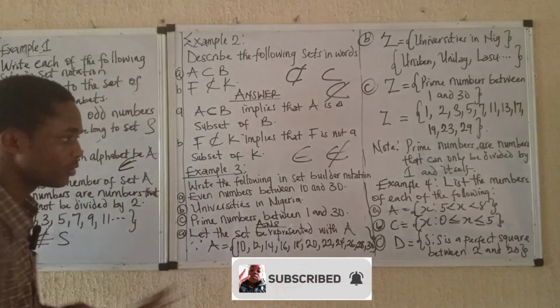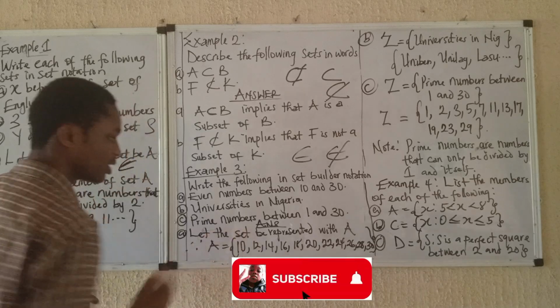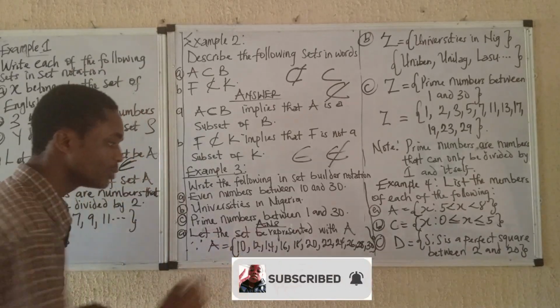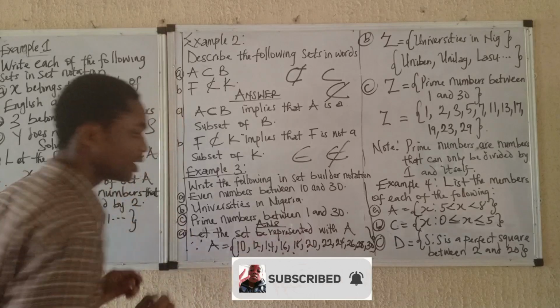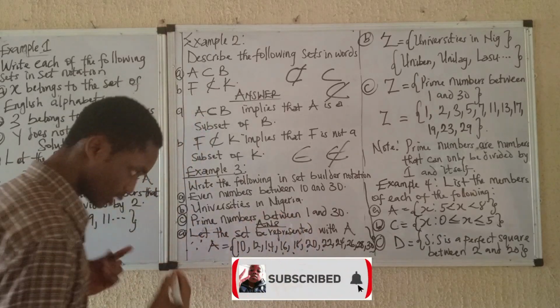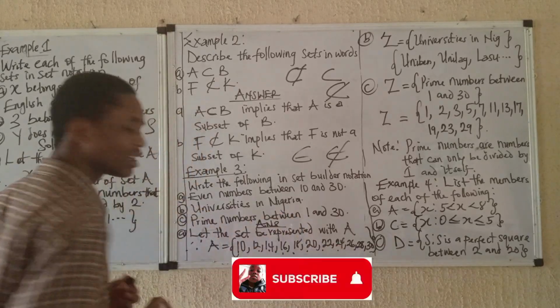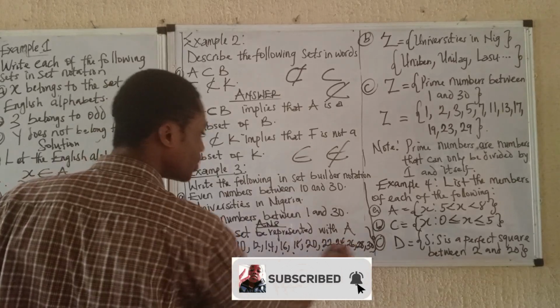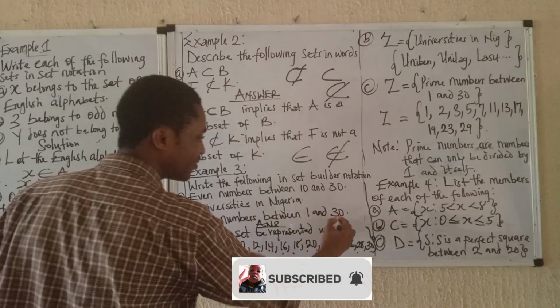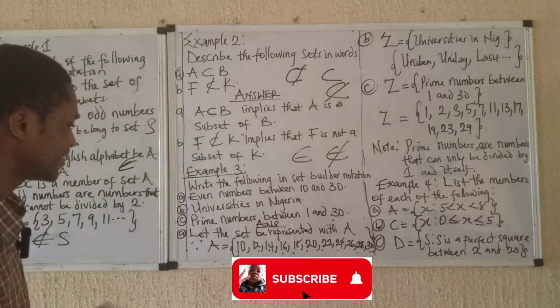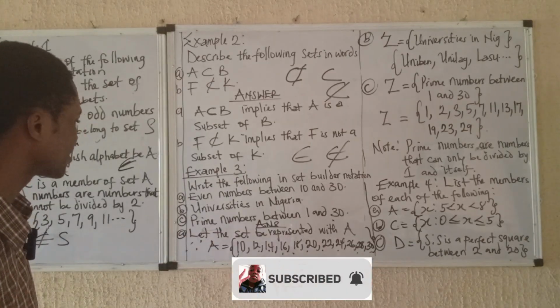Then set A equals the even numbers from 10 to 30. 10 can be divided by 2. 12 can be divided by 2. 14, 16, 18, 20, 22, 24, 26, 28 can all be divided by 2. Even 30 itself can be divided by 2. So this is the answer for this.